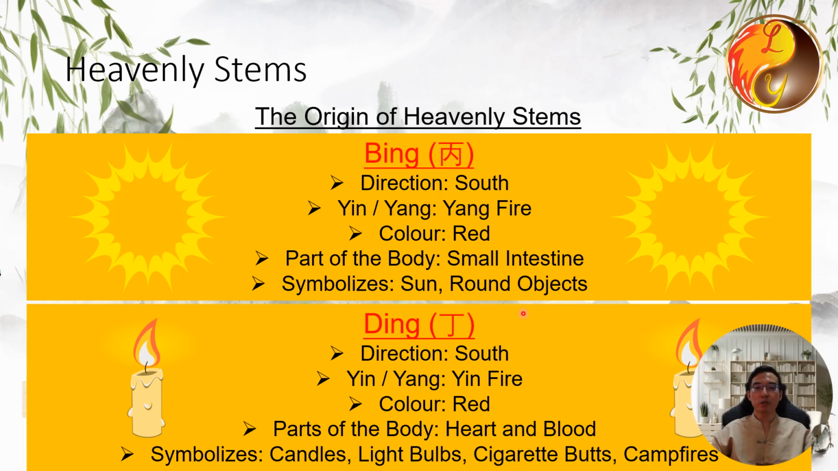Ding is also associated with fire and represents the south. However, it is yin fire with the color red and corresponds to the heart and blood in the human body. As yin fire, it symbolizes small, dark, and hidden flames. Examples of small fires include candles, light bulbs, cigarette butts, and campfires. These are all considered Ding fire.